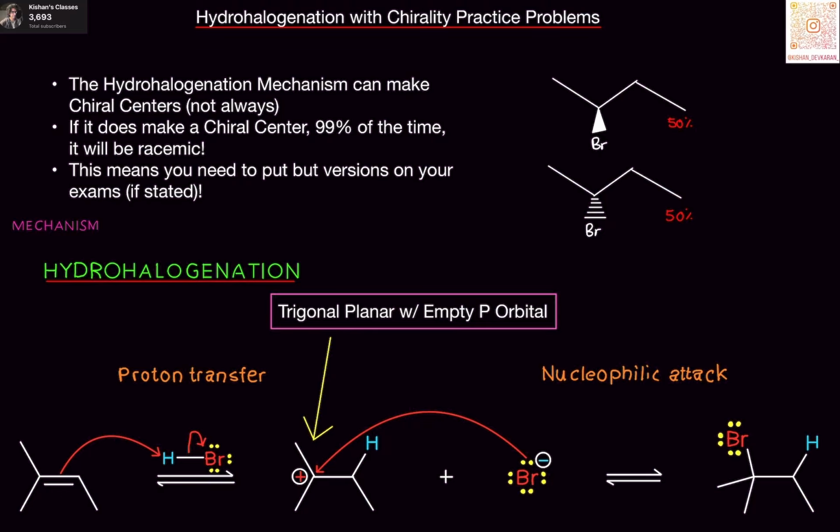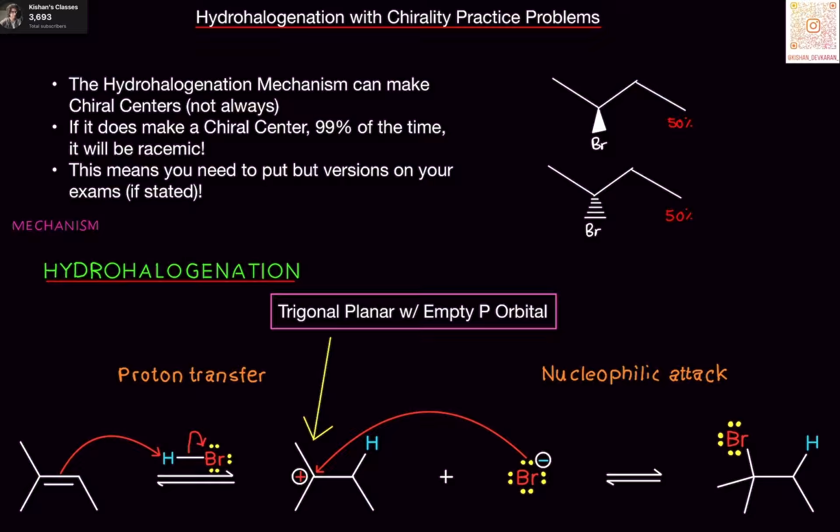The hydrohalogenation mechanism can make chiral centers. So when you do the mechanism, there's a chance your product will have a chiral center. If it does make a chiral center, 99% of the time it will be racemic. This means you get the wedge conformation and then you get the dash conformation. This means you need to put both versions on your exams. Students always tend to mess this up.